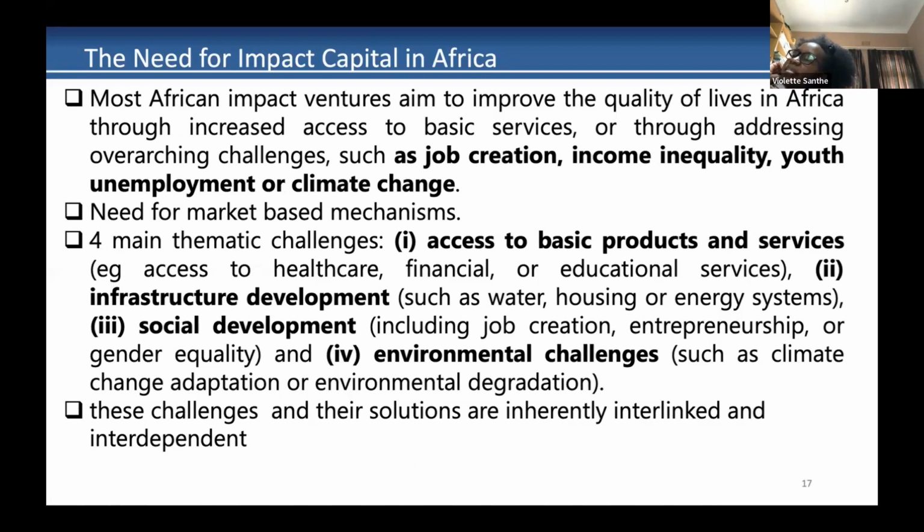So we can separate these challenges into four main themes. The first one is access to basic products and services, in other words, access to healthcare, financial, or education services. The second one is infrastructure development, such as water, housing, or energy systems. The third one is social development, including job creation, entrepreneurship, or gender equality. And the last one is environmental challenges, such as climate change adaptation or environmental degradation. It is noteworthy that many of the challenges above and their solutions are inherently interlinked and interdependent.